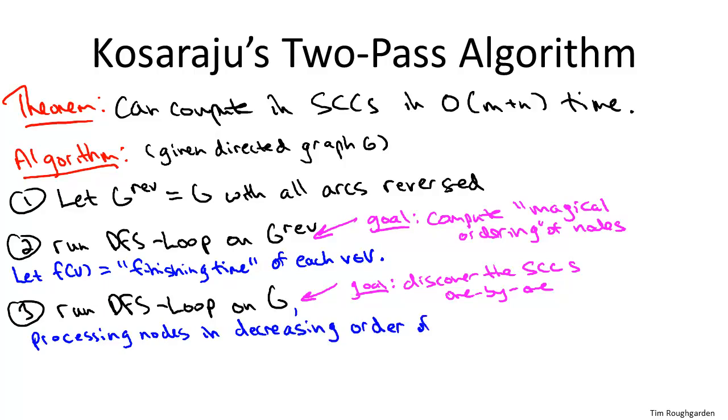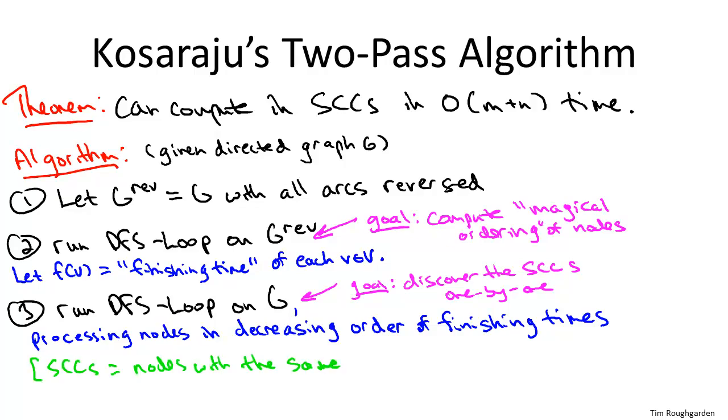Now, there's still the question of in what sense does this second depth-first search discover and report the strongly connected components that it finds. So we're going to label each node in the second pass with what we call a leader. And the idea is that the nodes in the same strongly connected component will be labeled with exactly the same leader node.